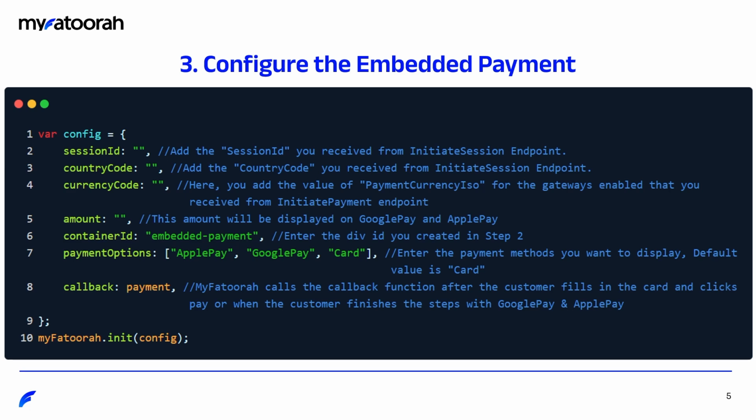In the container ID, you have to pass the name that you assigned as the ID of the div element you created for the embedded payment. In the payment options, you specify which payment methods you want to display. The methods are displayed in the same order that you pass to this parameter. The default value, if you haven't passed any, is the card only. In the callback, you pass a function that will be triggered once the customer completes the payment steps from his side.